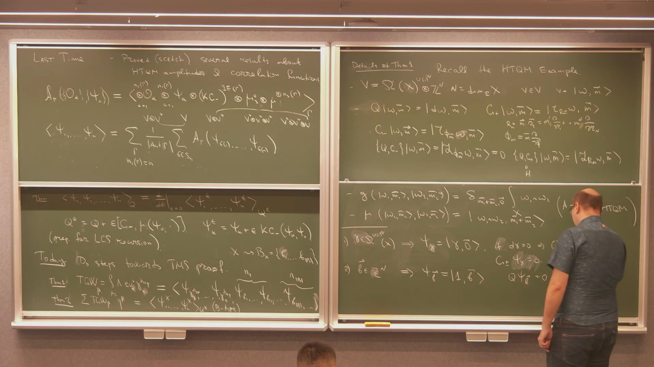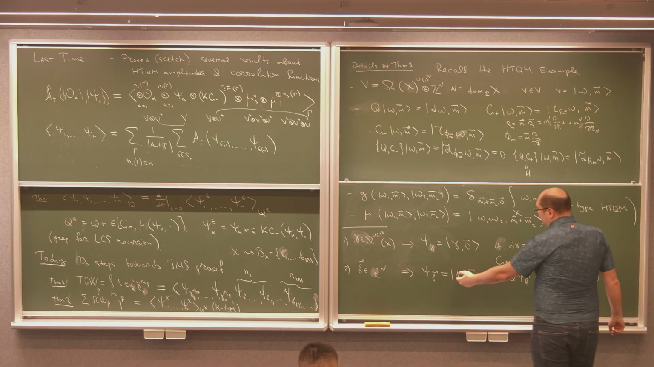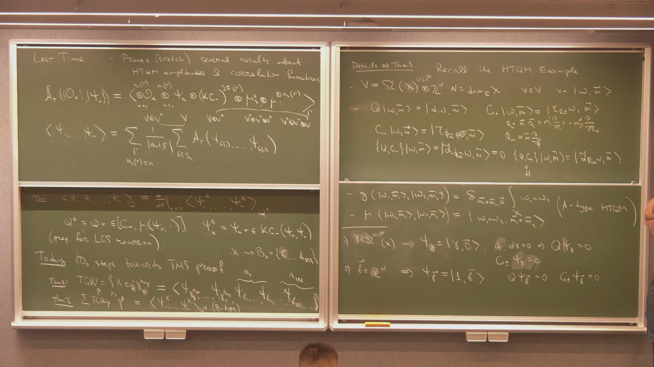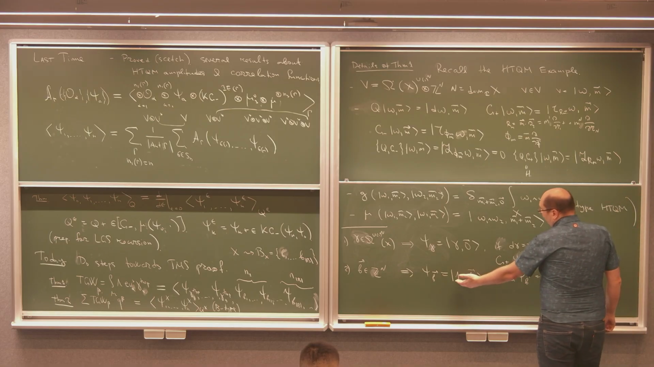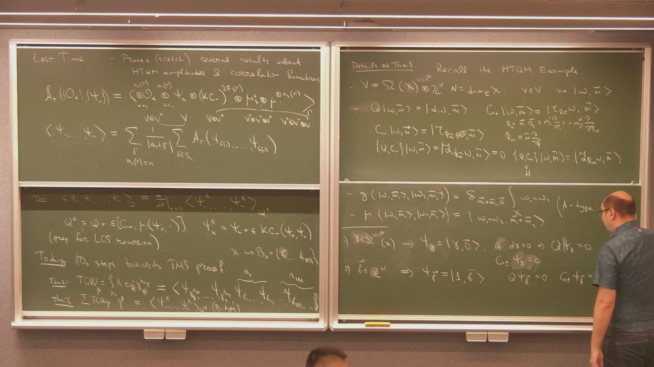And similarly, if I act by g plus minus on this state, I will also get 0, because substitution of a vector field decreases the degree of a differential form by 1, and here we already have a 0-form, so there is no way to decrease. Therefore these states are maximally nice, so they are annihilated.